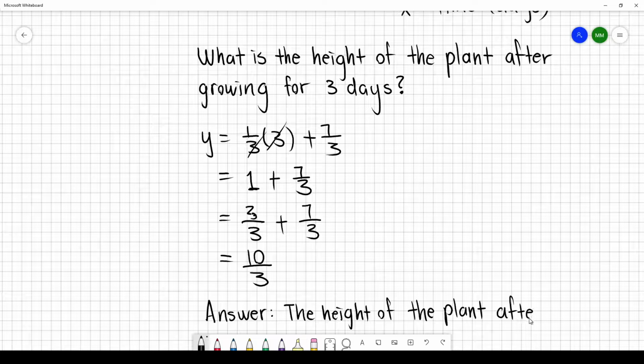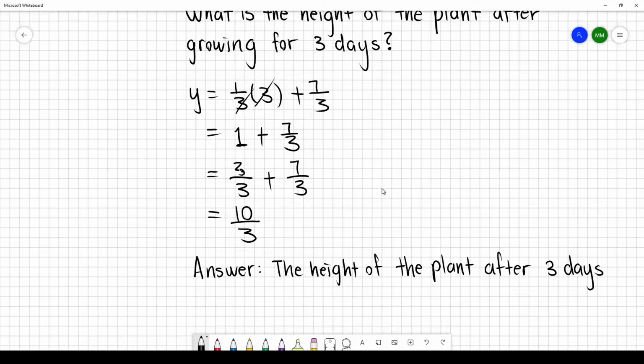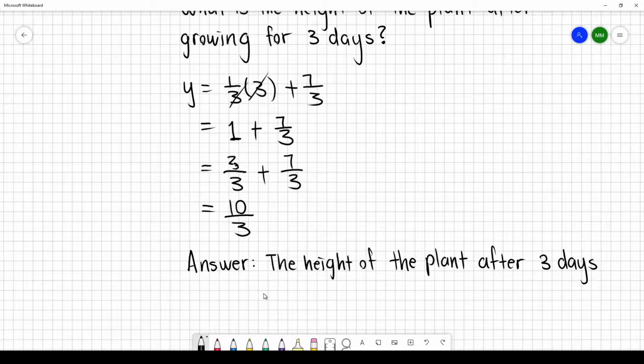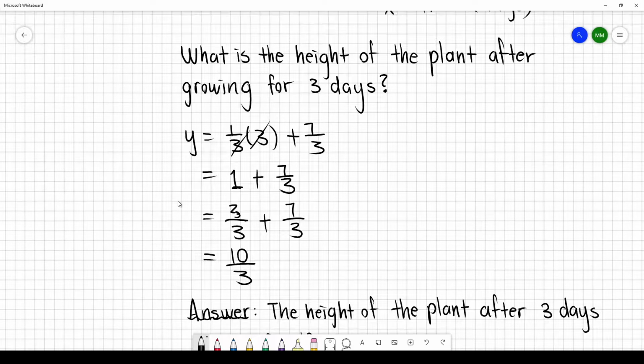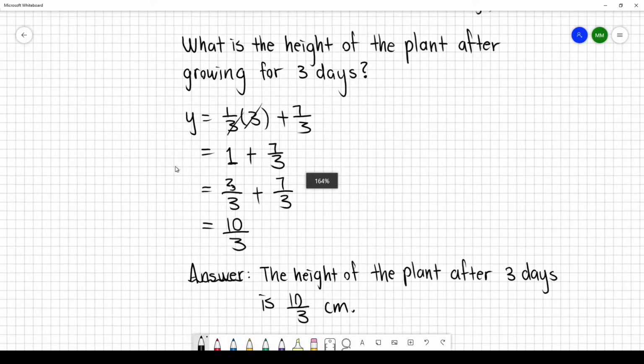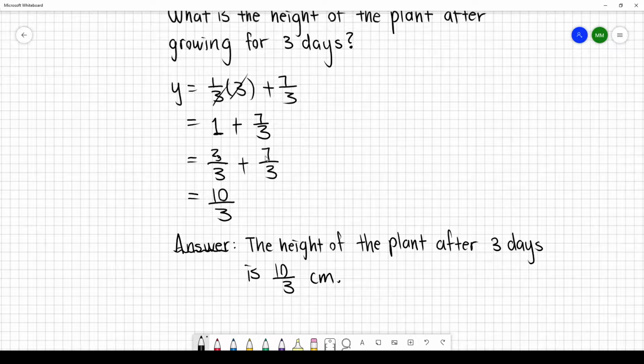After 3 days, the height is 10 over 3 centimeters. Make sure your calculation is correct. That's right, Nobel, 10 over 3.